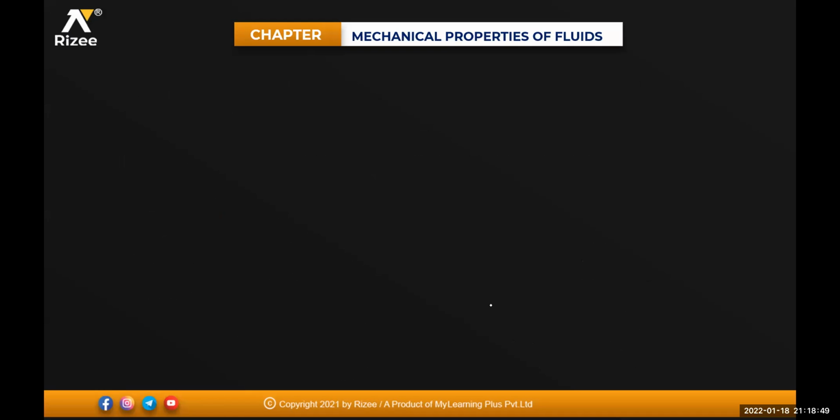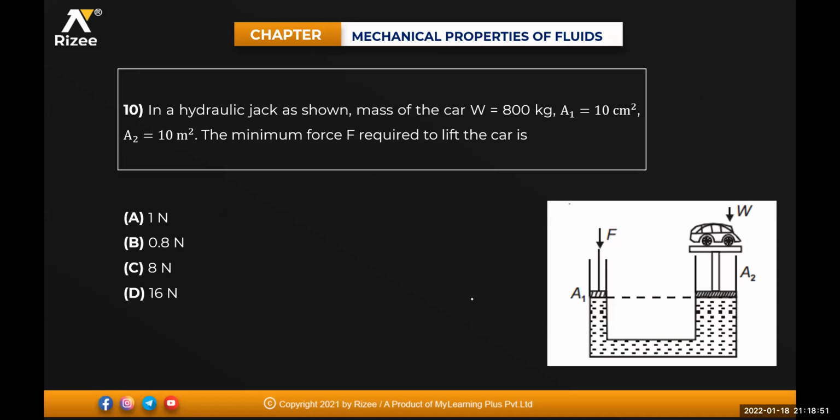One more question based on this one. This one, Pascal's law. In a hydraulic jack as shown in the figure, mass of the car W is equal to 800 kg. A1 is given as 10 centimeters square. A2 is given as 10 meters square. The minimum force required to lift the car will be equal to how much? Can anyone do it?